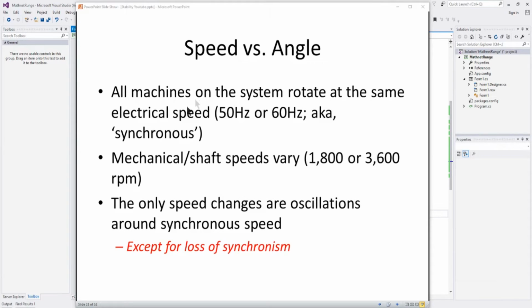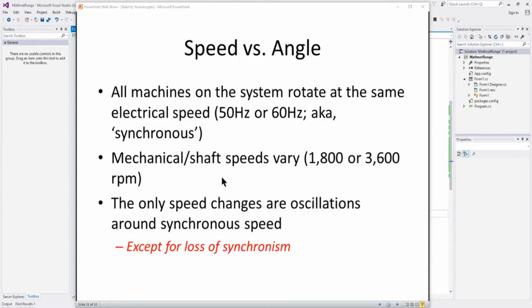So if they're all basically locked together, providing a 60 hertz sine wave, the only speed changes are oscillations around synchronous speed due to momentary changes in the electrical system. So if the machine is running at 60 hertz and something happens in the electrical system to cause the electric power out of the machine to go up or go down, that will cause a change in speed, but hopefully that will only be a transient disturbance, an oscillation that will stabilize and return to 60 hertz. So normally you're only going to see these transient oscillations around synchronous speed.